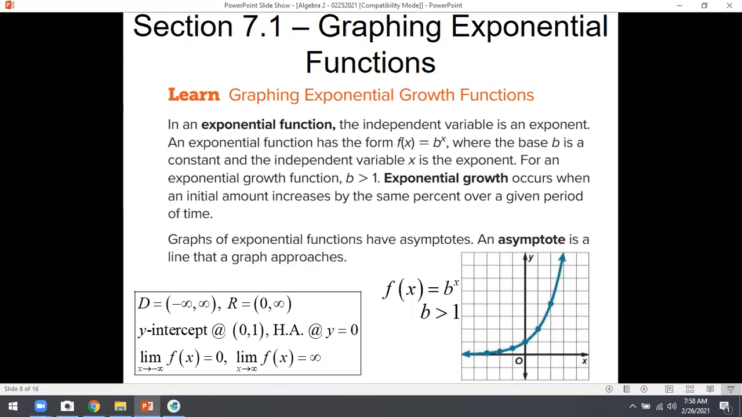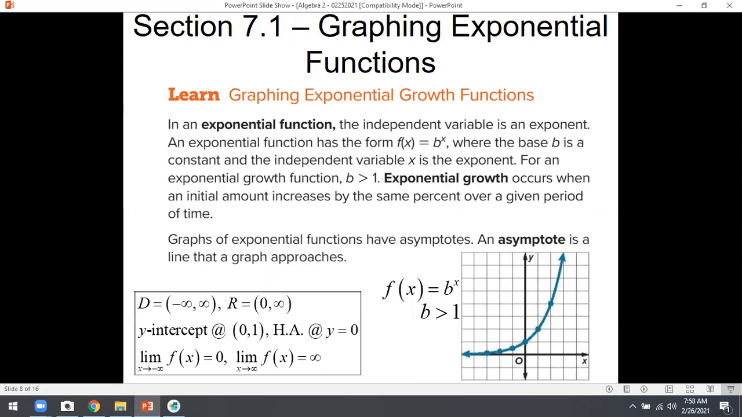The range, that is 0 with a parenthesis to infinity, and I'll talk about why that is in just a second. Also important to know, a key point on this graph is (0, 1). Crosses the y-axis at 1. So there's the y-intercept by default. Also, this HA thing, we need to talk about that. That stands for a horizontal asymptote. Asymptote. We'll have to define all these terms. And of course, you got some end behavior stuff there as well. Limit as x goes to negative infinity goes to 0, and limit as x goes to infinity goes to infinity right there.